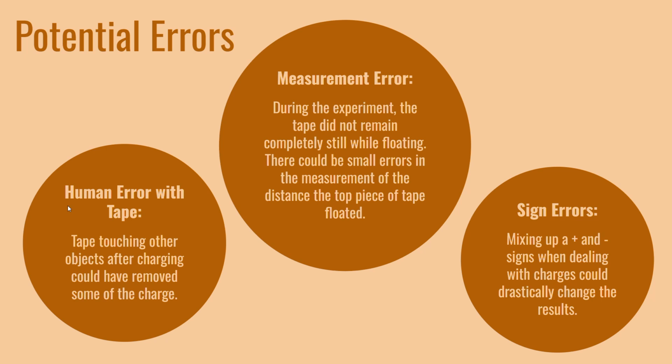For some potential errors, human error with the tape is always possible, as I just mentioned. And then measurement error. Well, the tapes were moving, so it's not perfect where we're looking on the ruler, but that's always possible. And then sign errors. If you mix up a negative or positive in the experiment, it could fundamentally change the whole thing.